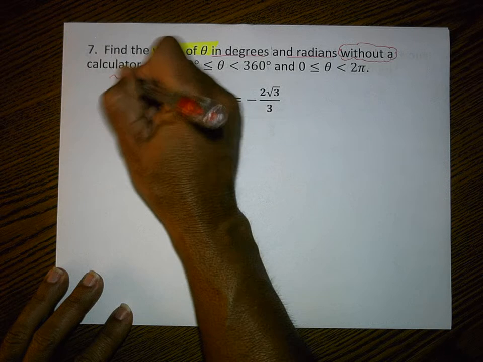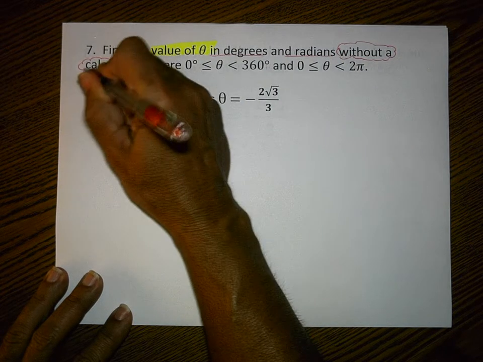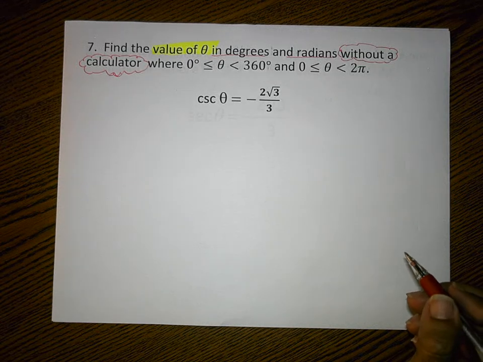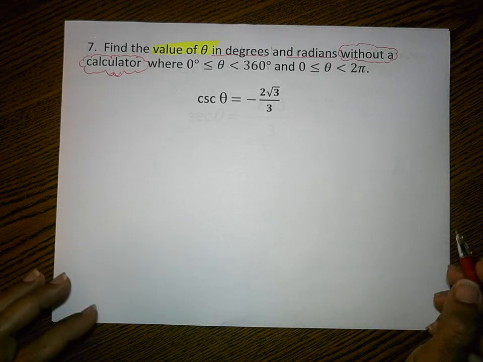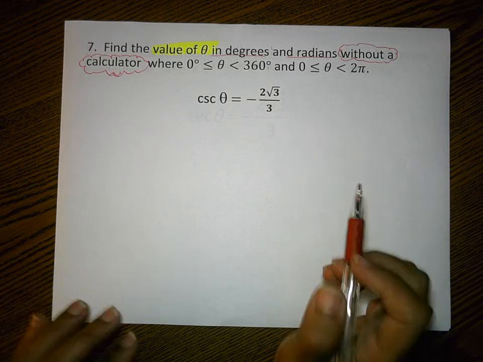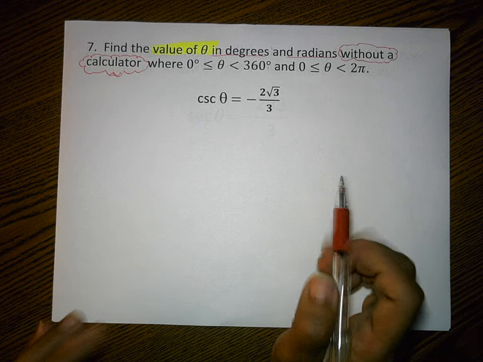Well, you have to be honest. You know why? Because a calculator gives you decimals. That's not true. Some of you have really fancy calculators that give you the radical simplified form. So, all right, let's do it without a calculator, and let's do it without cheating, okay?